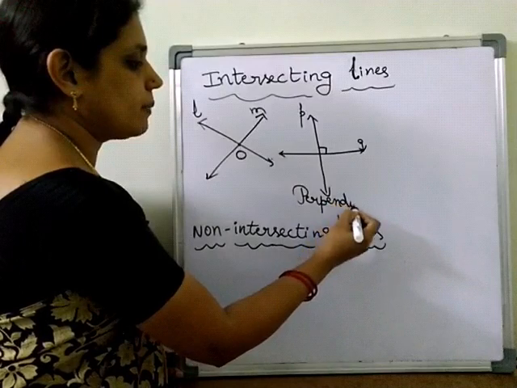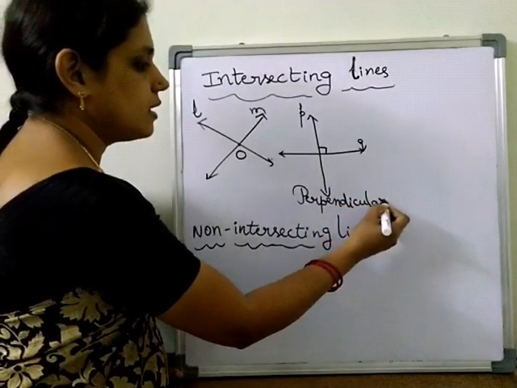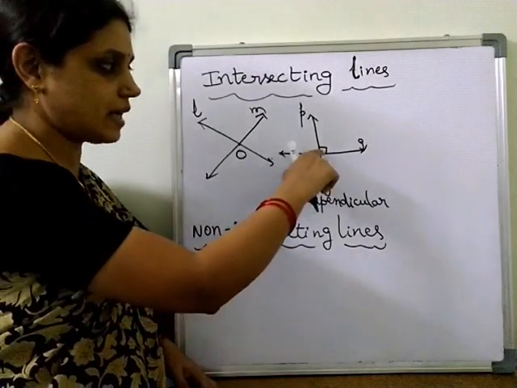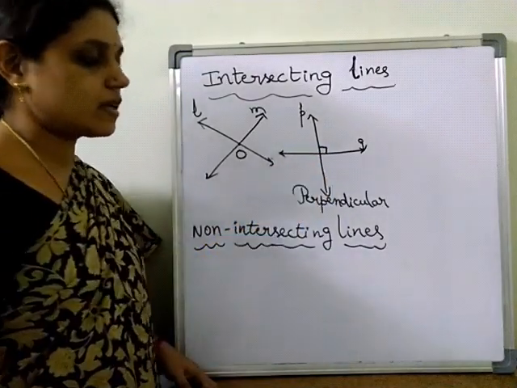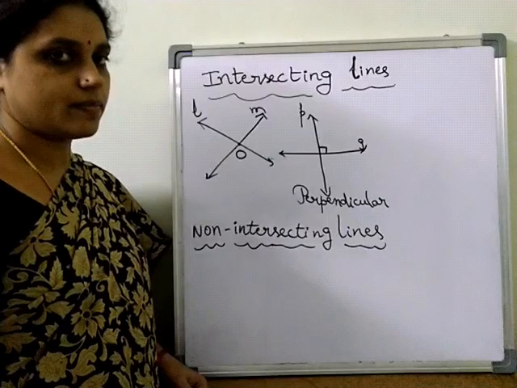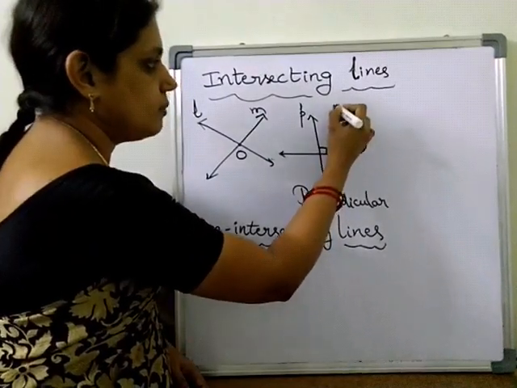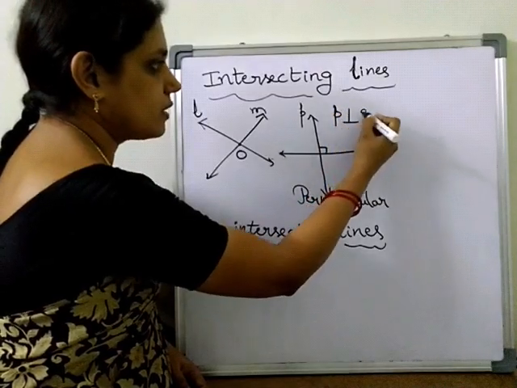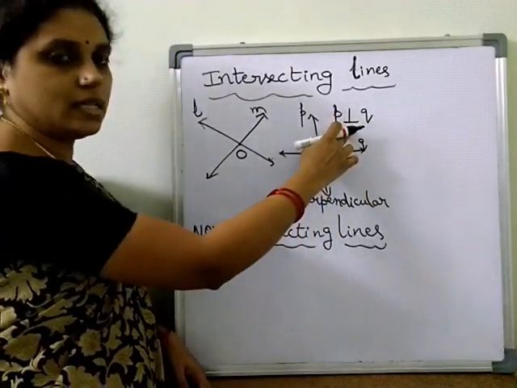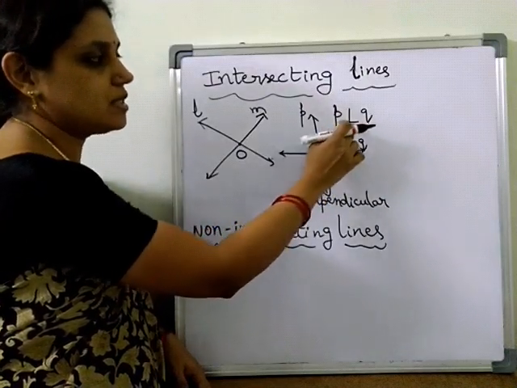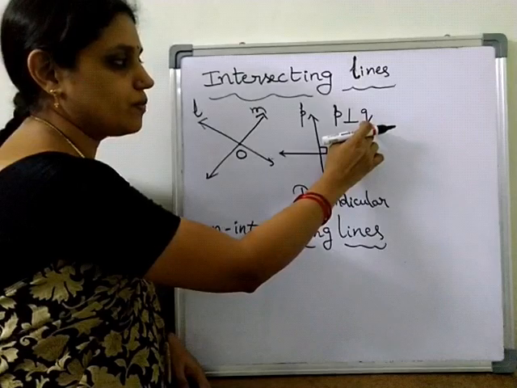These are perpendicular lines. So if two lines are intersecting each other at a 90 degrees angle, then those two lines are called perpendicular lines. Here we represent it as P is perpendicular to Q, with an inverted T. Like that we represent. How to read it? P is perpendicular to Q.